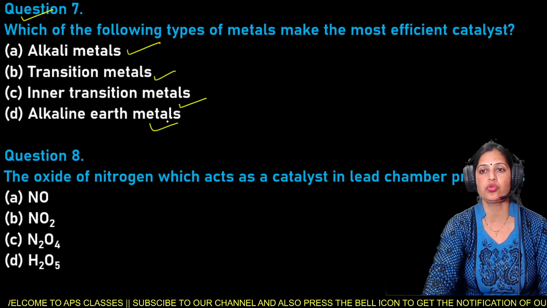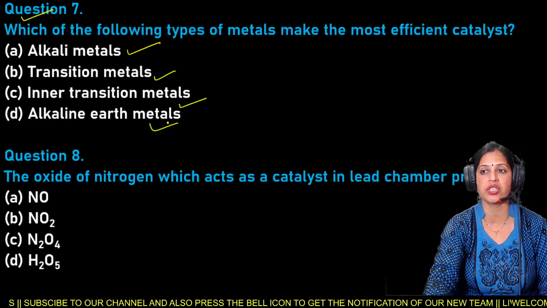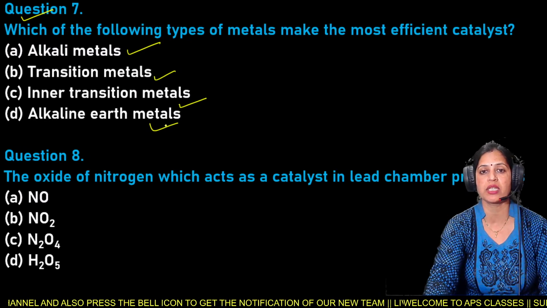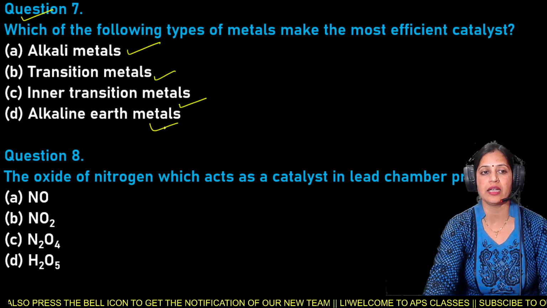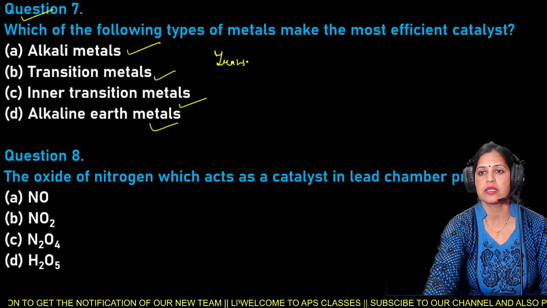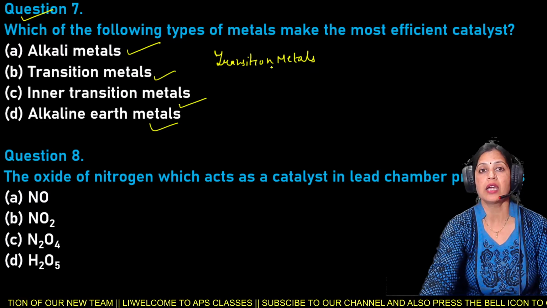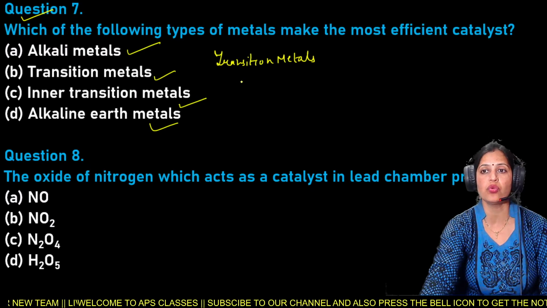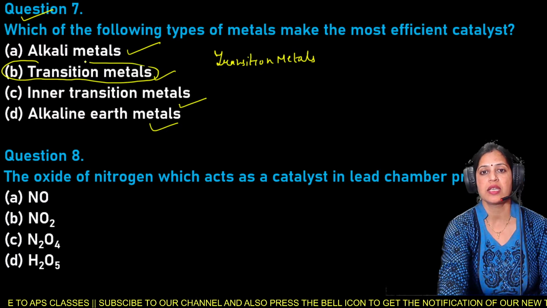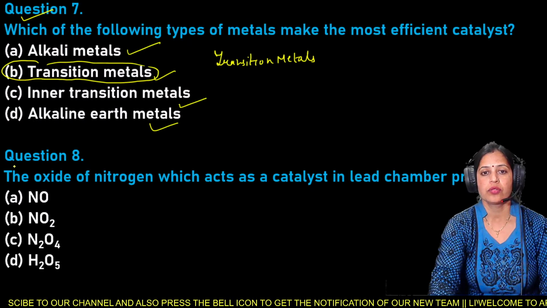That means you have to choose, out of these types of metals, the metals that make the most efficient catalyst. The options are alkali metals, transition metals, inner transition metals, and alkaline earth metals. So only the transition metals are the types of metals that make the most efficient catalyst. So here this is the right answer. Next is question number 8.